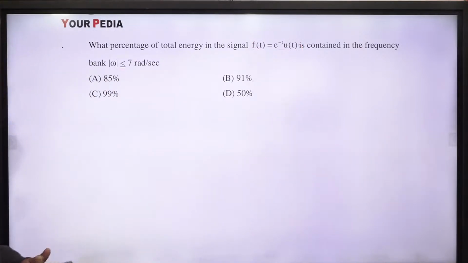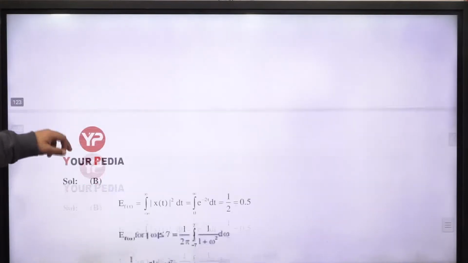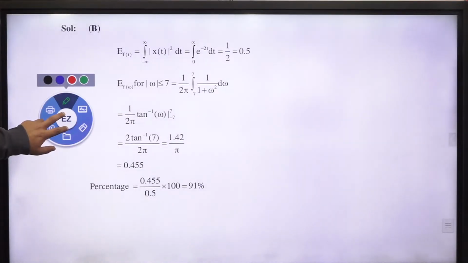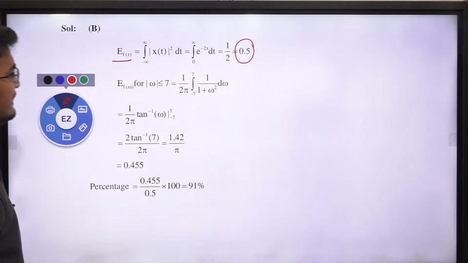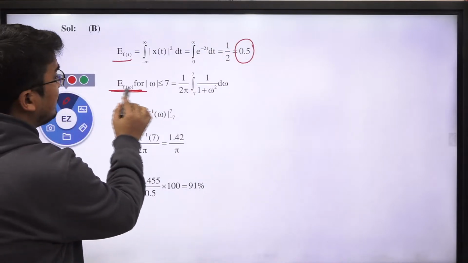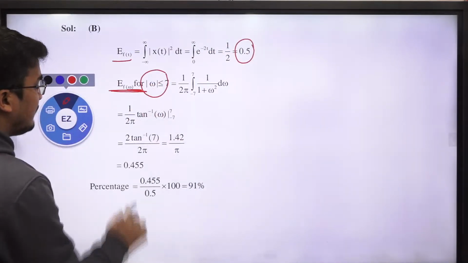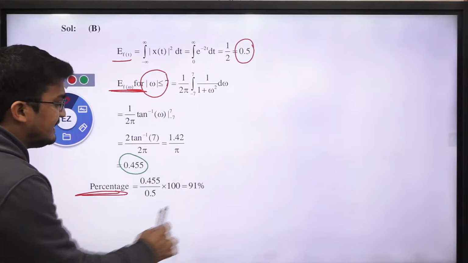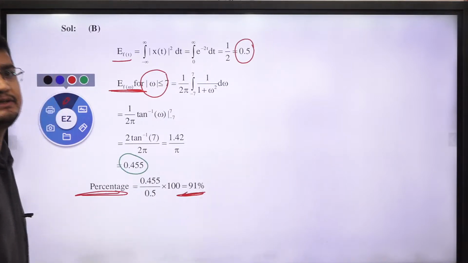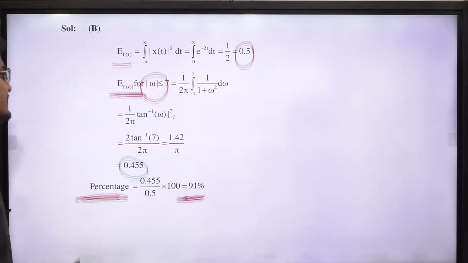So you can see here the solution for this is what I did. I calculated the total energy in the time domain. It becomes 0.5 watt. Then I calculated in the frequency domain for the given range. Then it was coming 0.455. Then I calculated the percentage. Percentage is coming 91%. So the answer is B. B answer is correct, right?